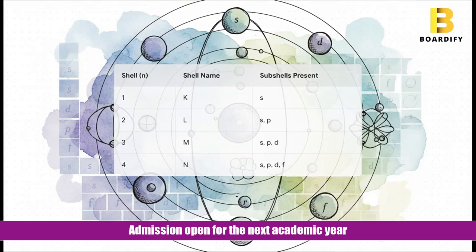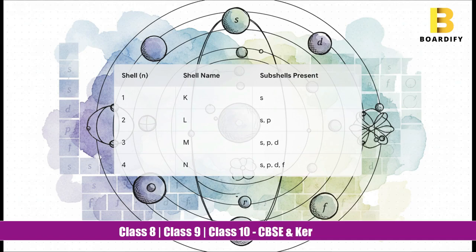And look, there's a really simple, elegant pattern here. The first shell just has one subshell, an S subshell. The second shell has 2, S and P. The third shell has 3, S, P, and D. And the fourth has 4. You see the rule, right? The shell number is the same as the number of subshells it has.